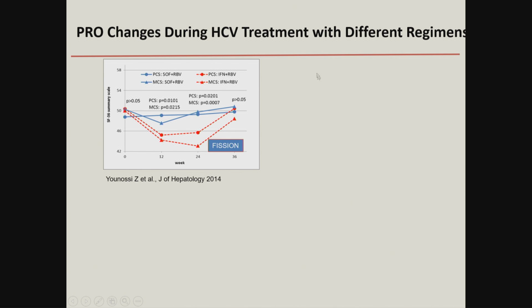Now let's look at some regimens that can capture the impact of treatment of hepatitis C. So here is data that was published a few years ago, looking at two kinds of treatment. One in red that includes interferon and ribavirin, and the blue just includes ribavirin.